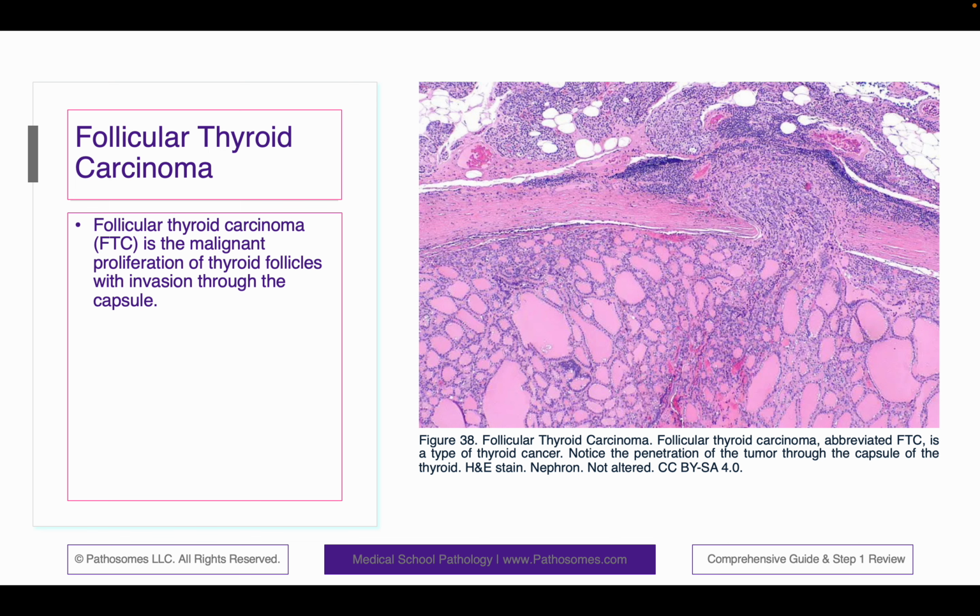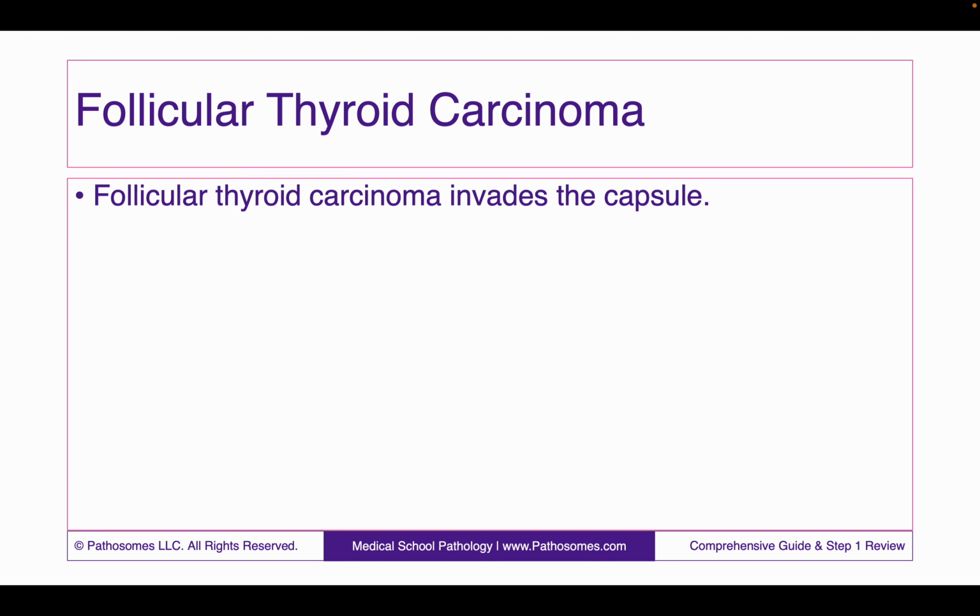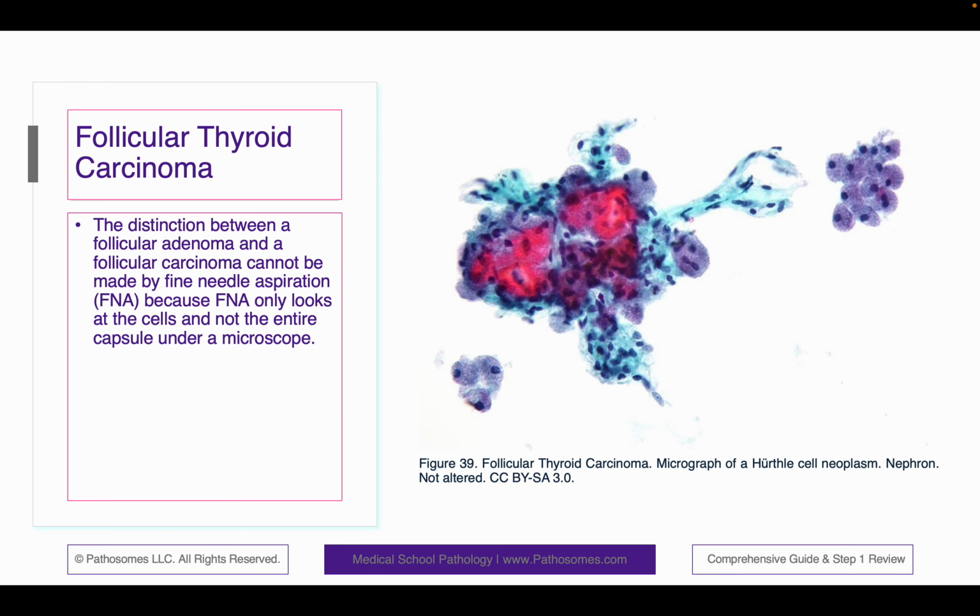So to the right here, we can see histologic evidence that follicular thyroid carcinoma is breaking through the capsule. You see that right there? See it breaking through the capsule? Follicular thyroid carcinoma invades the capsule.